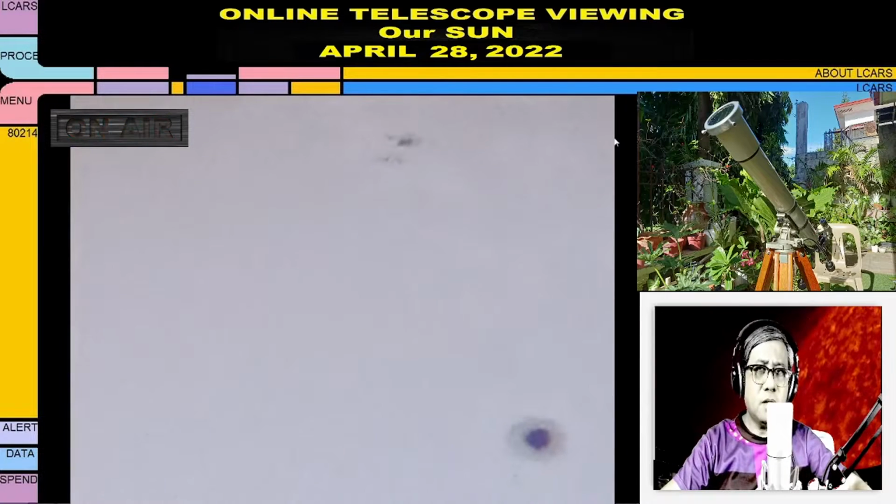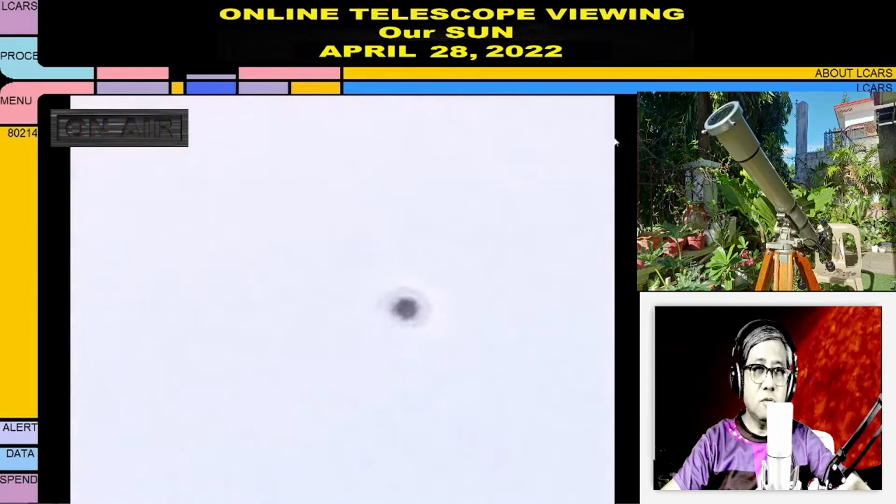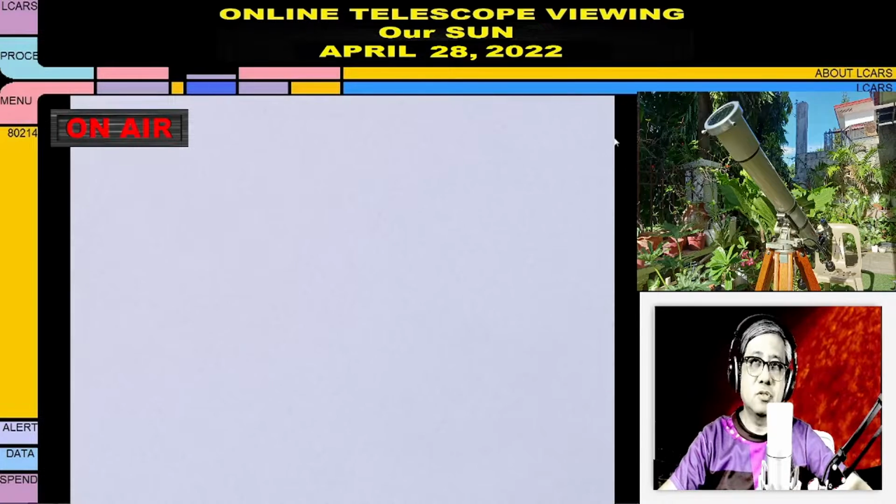And eto po, napakalaking sunspot nito, no? Mas malaki pa ito sa mundo natin. And makikita nyo yung darker central region called the umbra and the lighter outer section called the penumbra. Ayan po, no? So merong itim doon sa gitna, that's the umbra, and may lighter outer section called the penumbra.